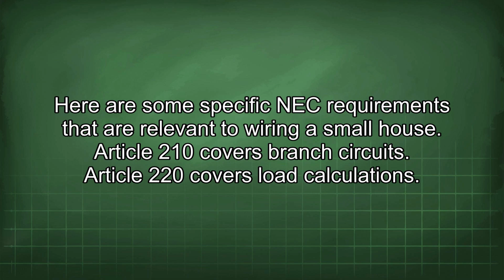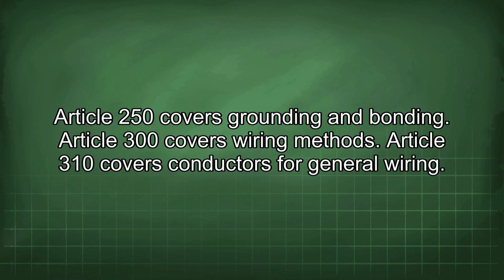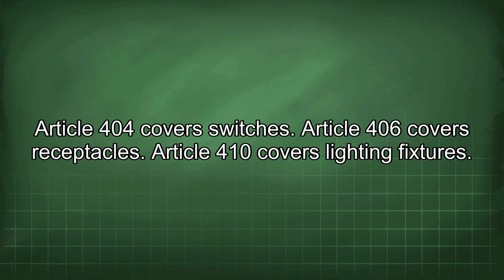Article 210 covers branch circuits. Article 220 covers load calculations. Article 250 covers grounding and bonding. Article 300 covers wiring methods. Article 310 covers conductors for general wiring. Article 404 covers switches. Article 406 covers receptacles.